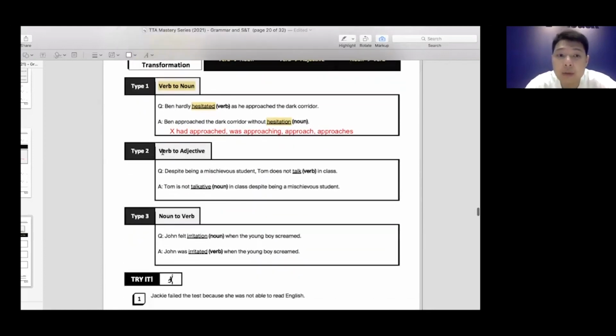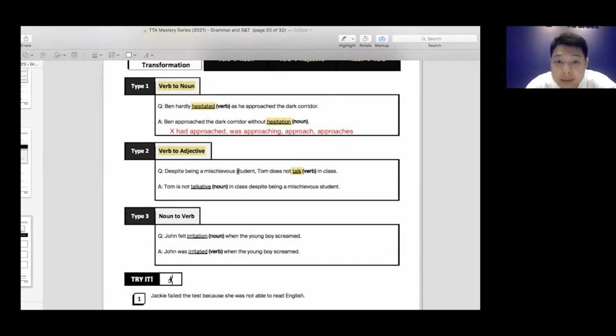Question type number 2, when you're changing verb to adjective, an action to a describing word. So look at here: despite being a mischievous student, Tom does not talk in class. So talk is a verb. You want to change this to an adjective, you need to use talkative. Tom is not talkative in class despite being a mischievous student.